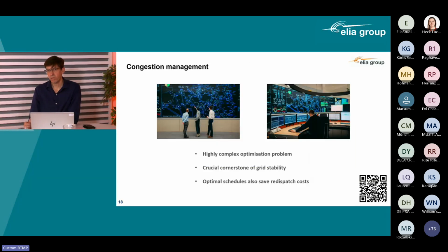In order to have the grid operating in stability, one of the main problems is congestion management. We need every day or even every hour to reconfigure the grid in order to take these flows from the production side to the consumption side. From a mathematical point of view, it's a highly complex optimization problem. It also has enormous impact in terms of cost, because if we need to take real-time actions, what we call redispatch, we need to lower the production somewhere, and we need to increase the production somewhere else, which has an enormous cost for the society. So this is a crucial cornerstone for grid stability for TSOs.